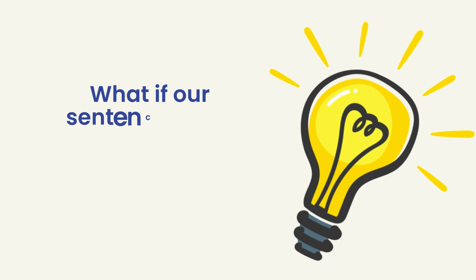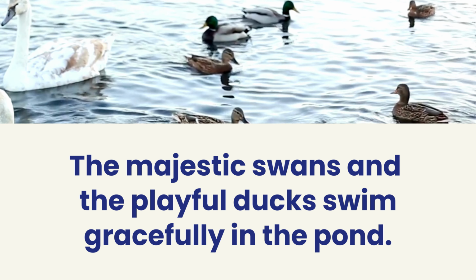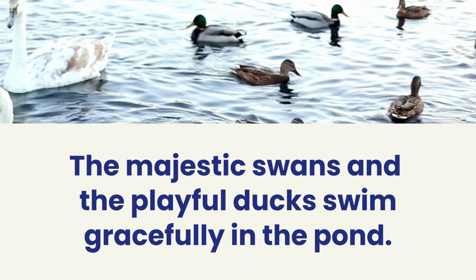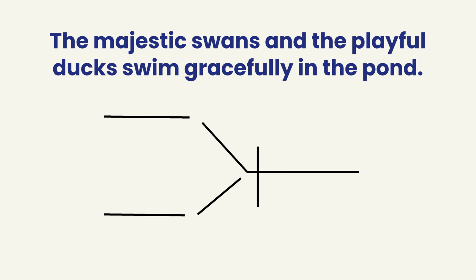Now, what if our sentence has a compound subject or a compound predicate? Let us take a look at this sentence. The majestic swans and the playful ducks swim gracefully in the pond. Let's diagram. For compound subjects, we draw a pencil-like structure like this, and then we place the first component of our compound subject on the horizontal line above, and that is the noun swans. We then place the second component on the horizontal line below, and that is the noun ducks.